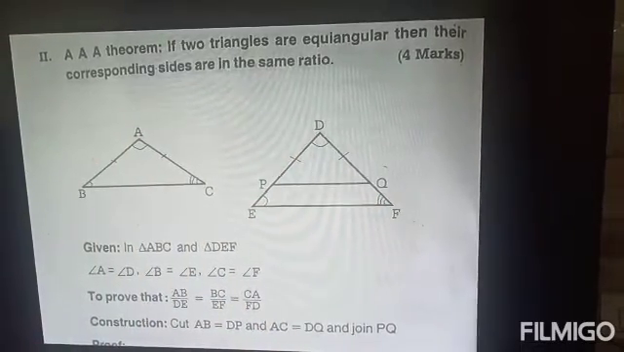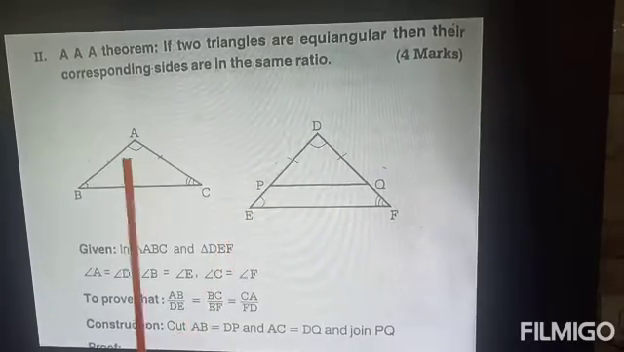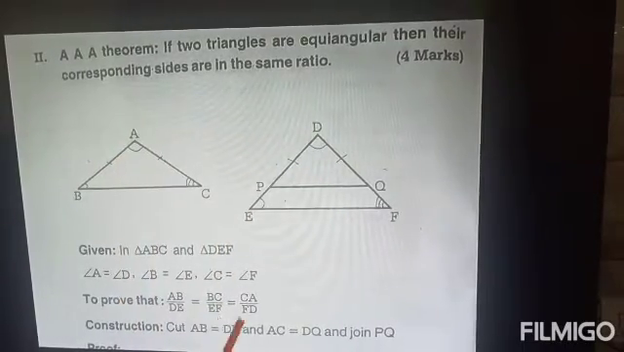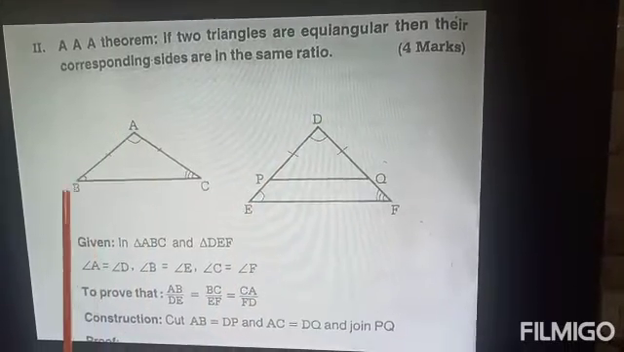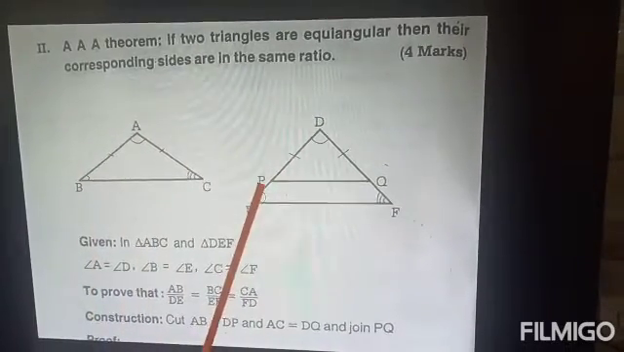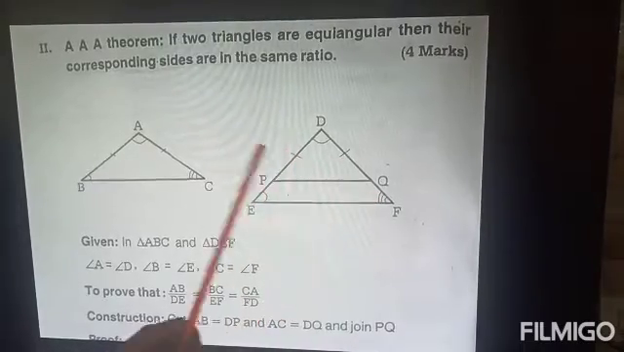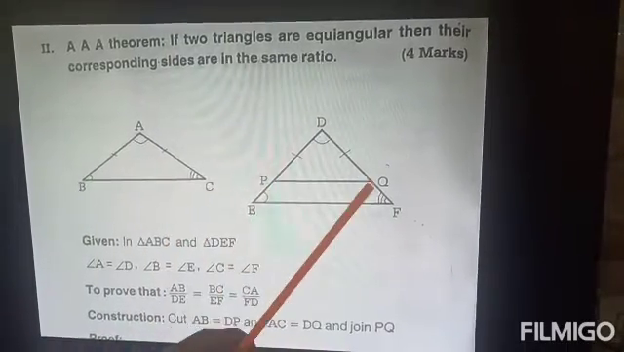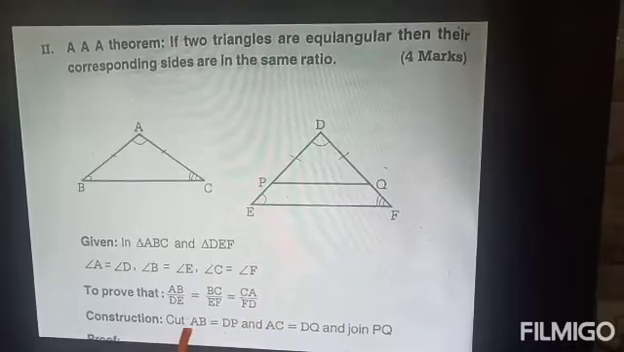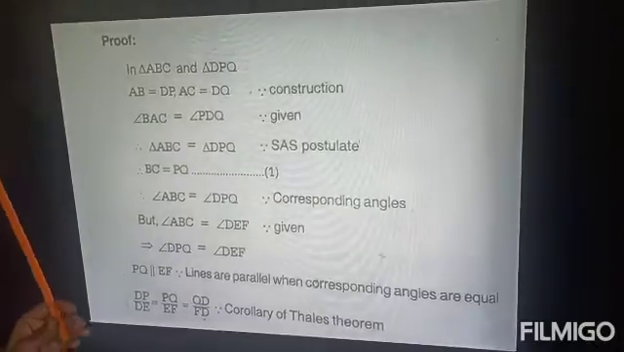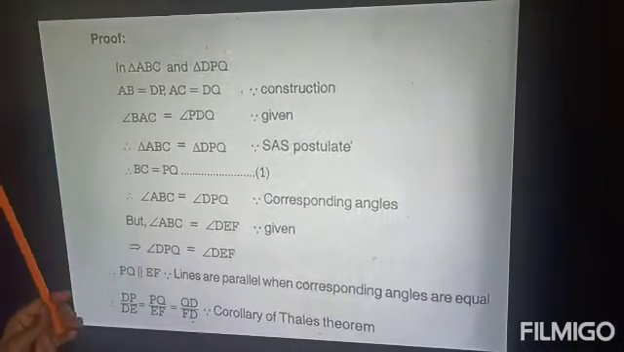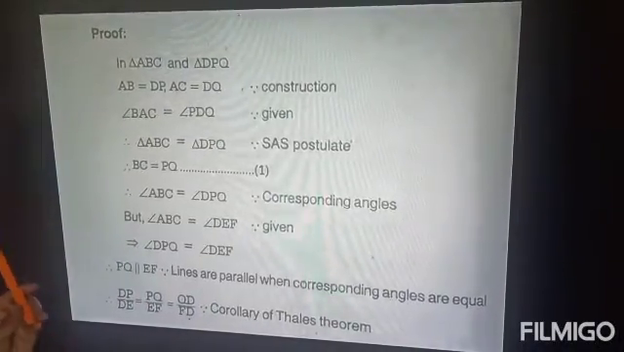AC. Cut AB equal to DP, means this is equal to this. Like that, we have to mark P. DQ is equal to AC. Like that, we have to mark Q. Then join PQ. After construction, we have to go to the proof.